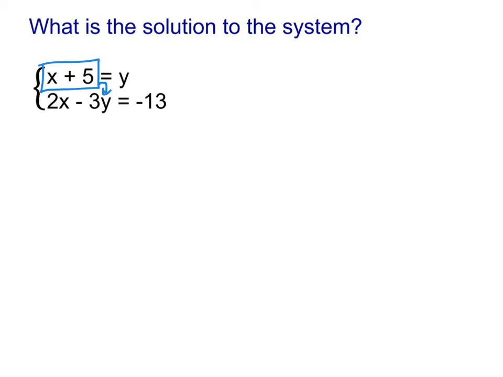And so when we do that then our first line of work is going to be 2x minus 3. Now instead of writing y, I write what y equals. So I go parentheses x plus 5 equals the negative 13. And then we just solve this for x from there.